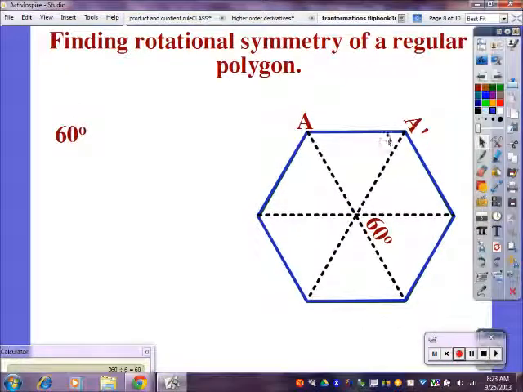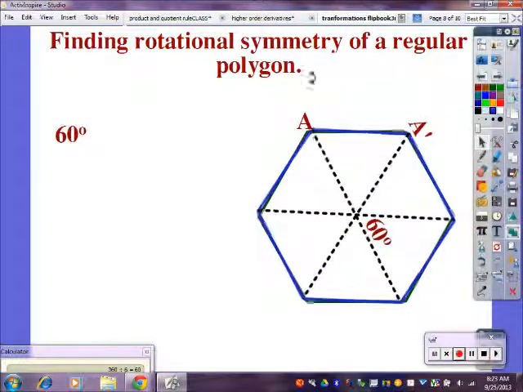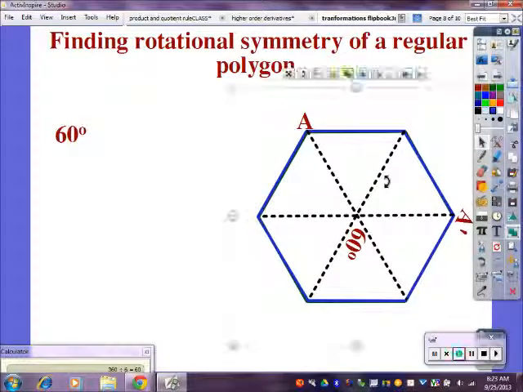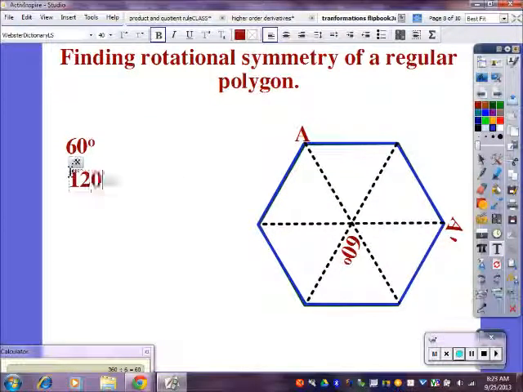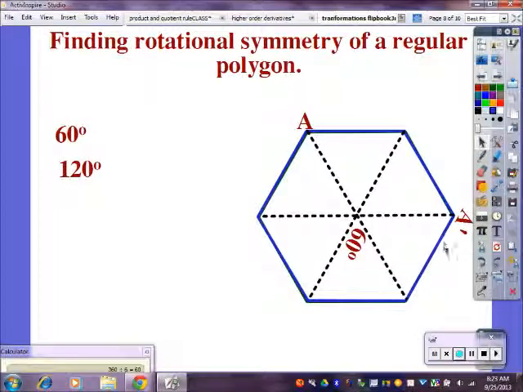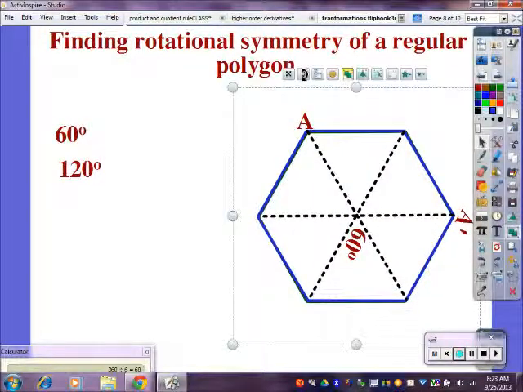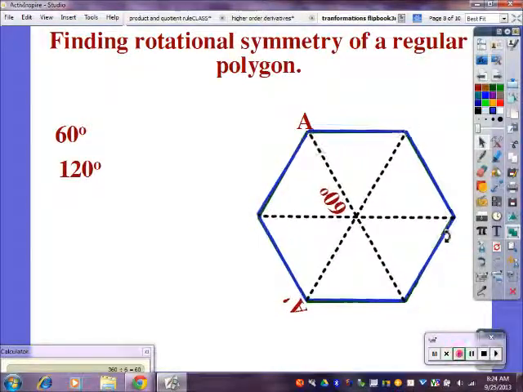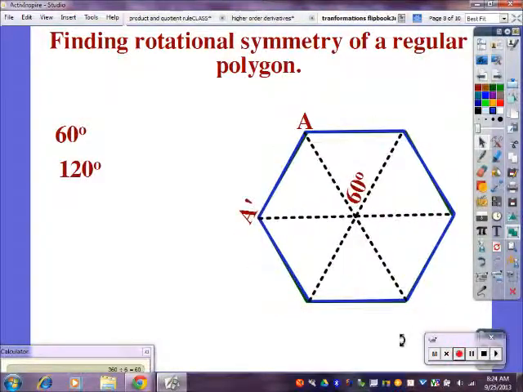Okay? And then if I turn it again, that wouldn't be 60 degrees, that would be a full 60 plus 60 from the original starting point. So that would be 120. And then we continue around. So the next turn would be 180, 240, and 300.